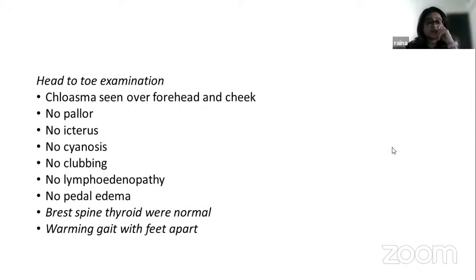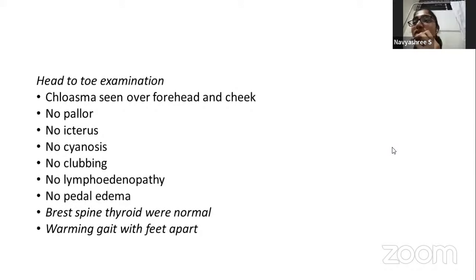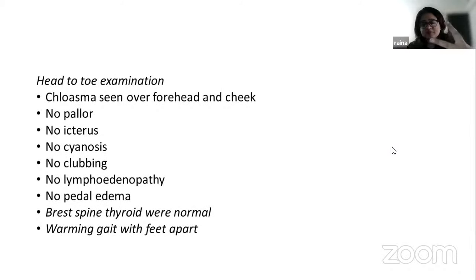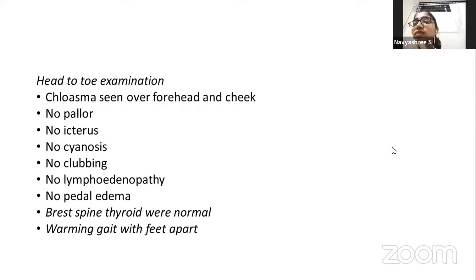Okay, sorry. So I was saying, amongst pallor, icterus, cyanosis, clubbing, lymphadenopathy, pedal edema, which we call PICKLE, which is the most important for pregnancy? Pallor is most important. What else? Icterus is also important. Pallor and pedal edema.